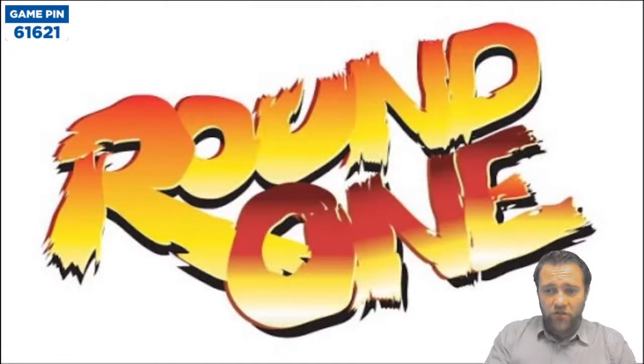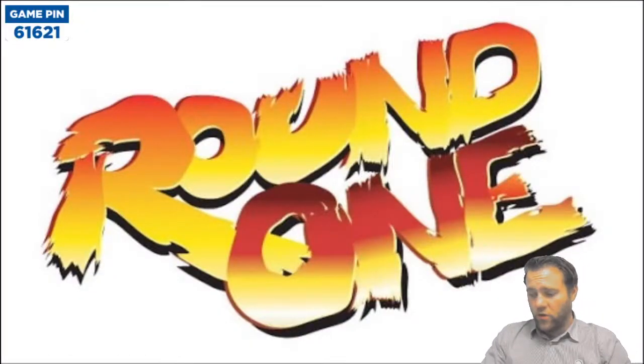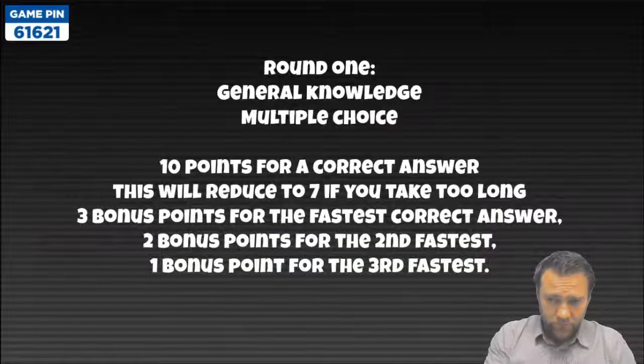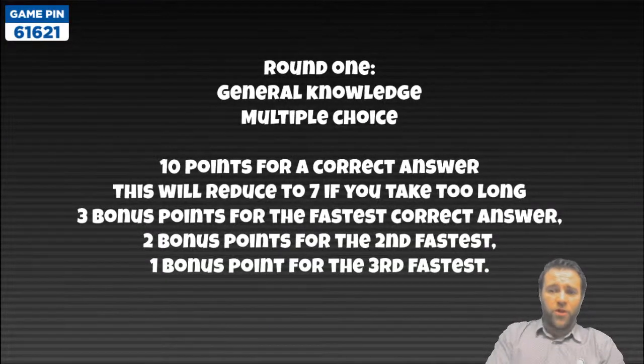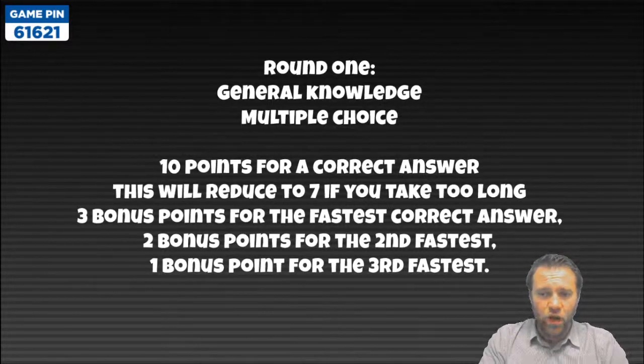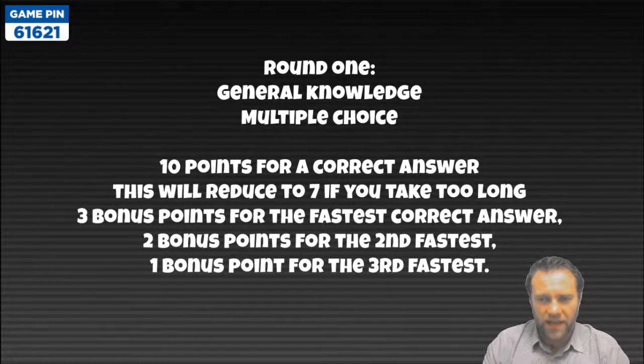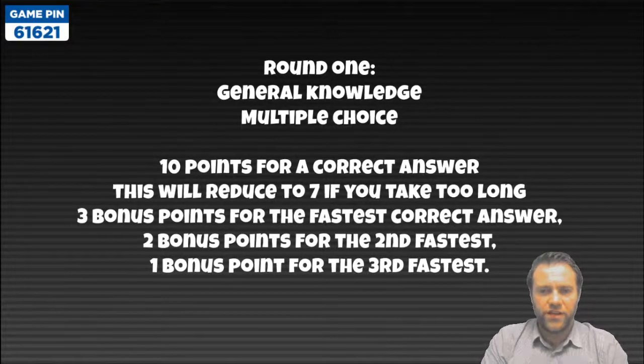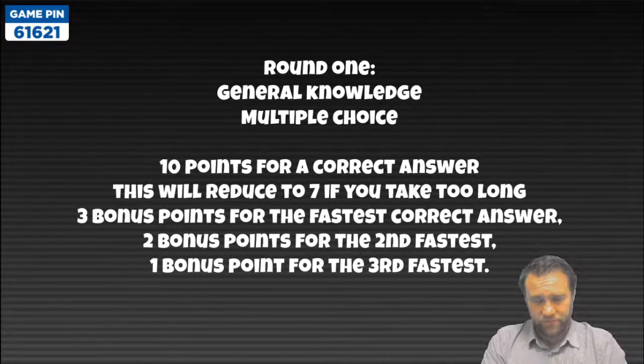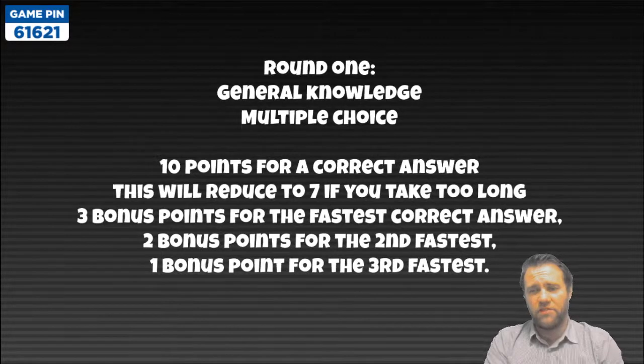Right, okay. I've babbled on long enough. It's time for round 1, which is general knowledge. Multiple choice. 10 points for a correct answer. This will reduce to 7 if you take too long, just to prompt you, so make sure you're not leaving it too late for the delay. There are 3 bonus points available for the fastest correct answer, 2 bonus points for the second fastest, and 1 bonus point for the third fastest.